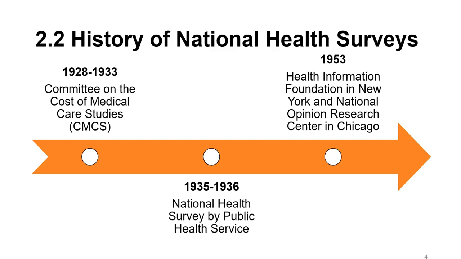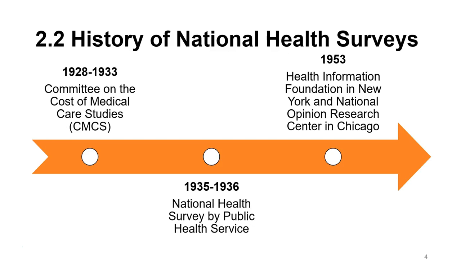Section 2.2, History of National Health Surveys. National health surveys have been used in the United States since the 1920s. One of the first efforts came from the Committee on the Cost of Medical Care Studies, or CMCS, who collected data from 1928 to 1933. They received funding from private organizations to collect information on healthcare delivery and payments in 17 states and Washington, D.C. As one of the first studies to collect large samples of representative data, results from these studies demonstrated that 40% of medical care costs were incurred by 10% of the families surveyed within these states.